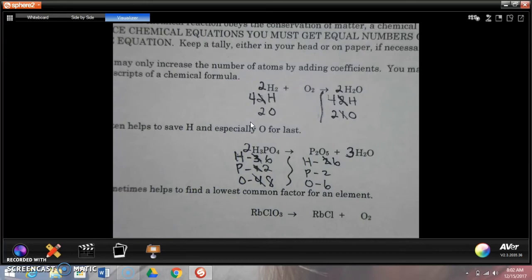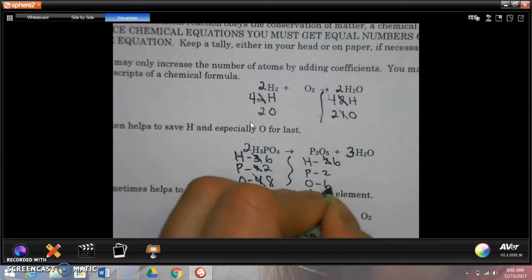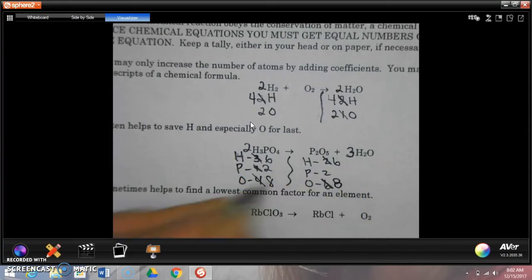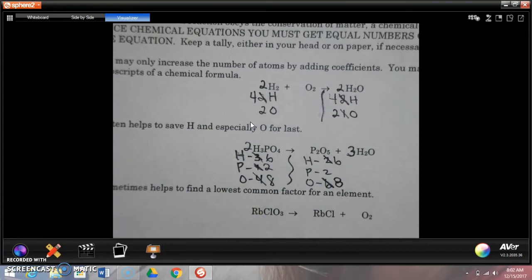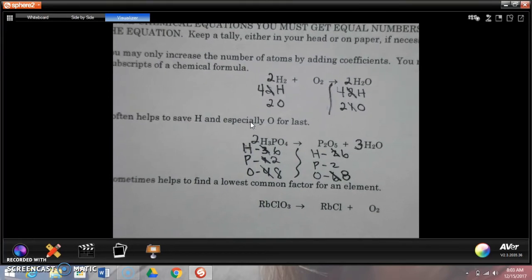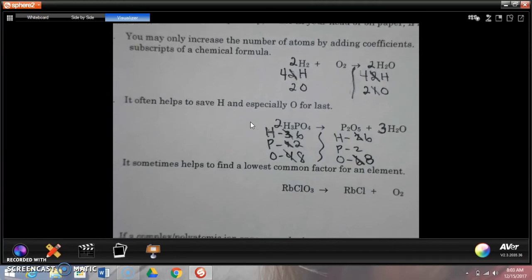What have I done to the oxygens though? Now I have to recount oxygens. So I have 5 here plus another 3 there. Gives me 8 oxygens on the product side. And hey, look at that, 8 oxygens on the reactant side. I didn't have to do anything for oxygen in order to get it to balance because I saved them for the end. So that's one hint that becomes useful. Save oxygens and see if they work themselves out.